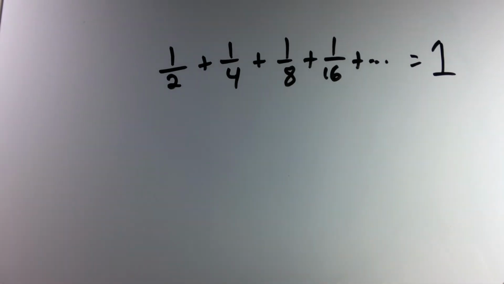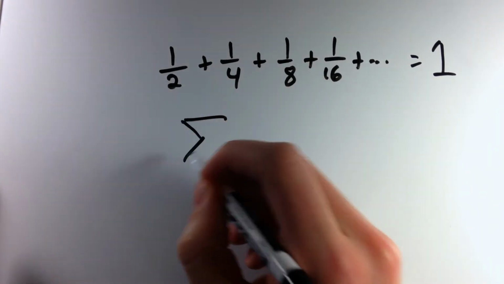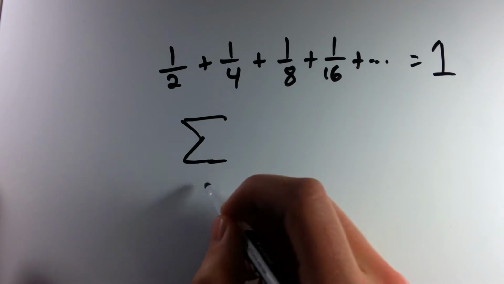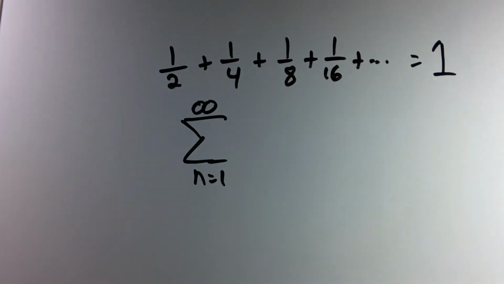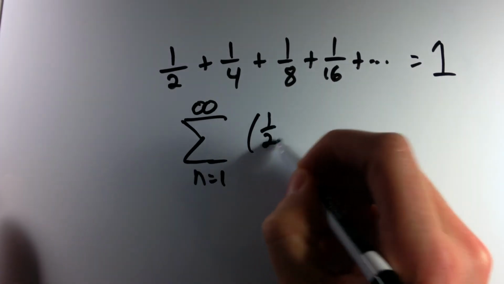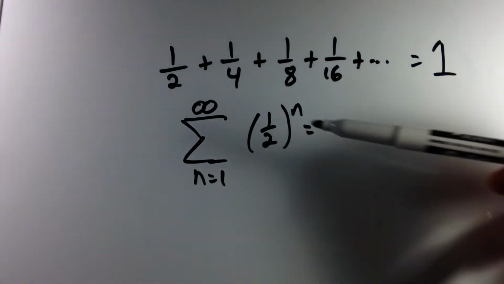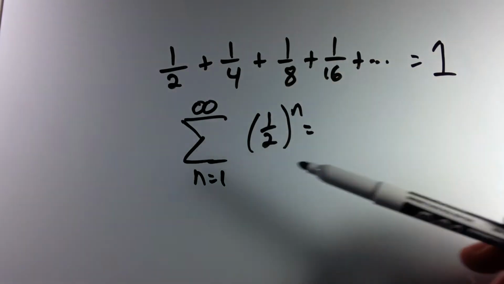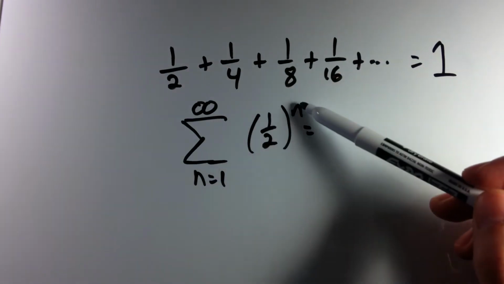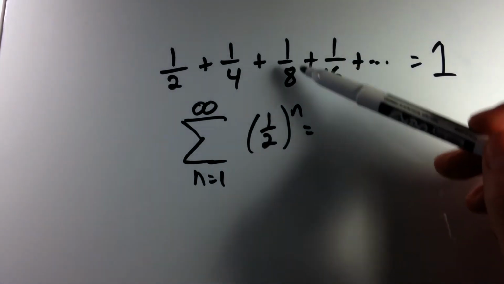To write in real terms and calculus terms, we would have the summation of n equals 1 to infinity. We're adding up all our values as we plug in n equal to 1 of 1/2 to the n power. So when n equals 1, we plug in 1, it's 1/2. The next value we add is when n equals 2. We square 1/2, we get 1/4. When n equals 3, we cube that, we get 1/8, etc.